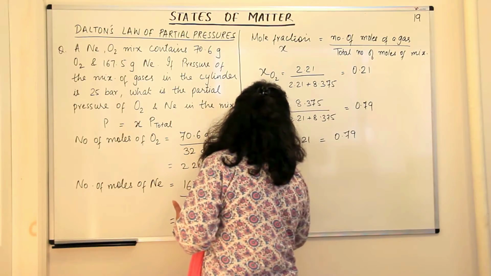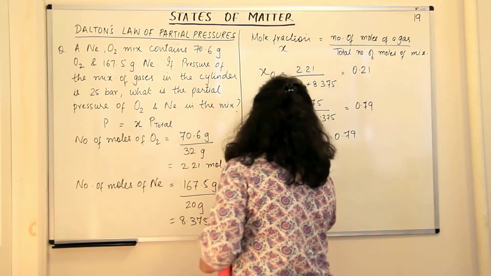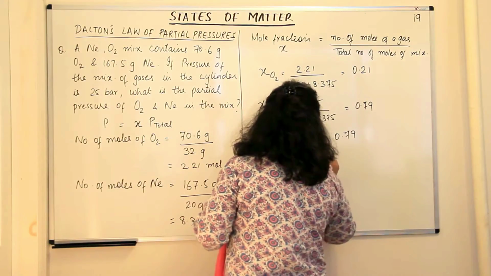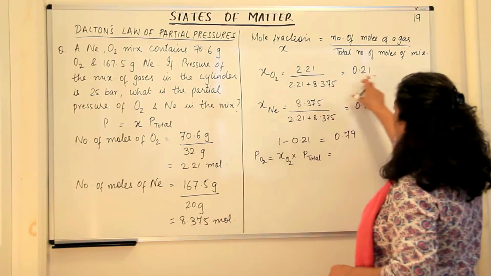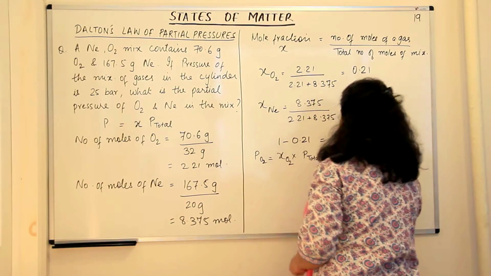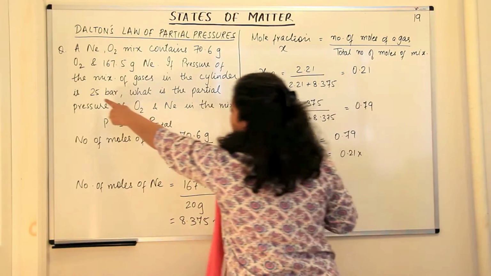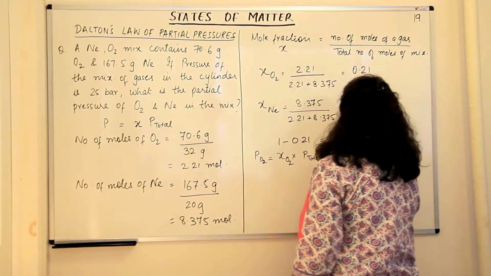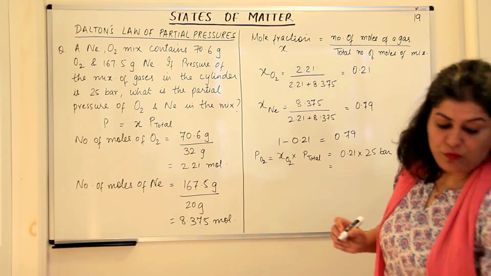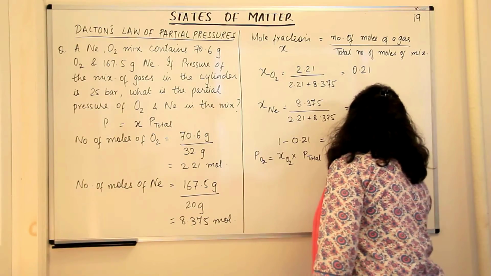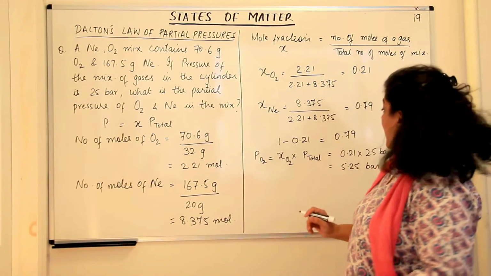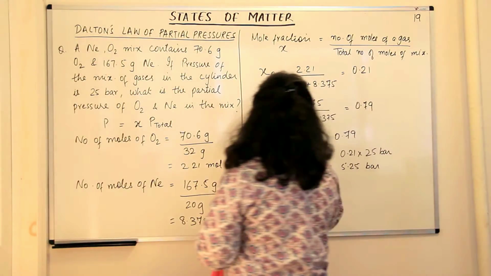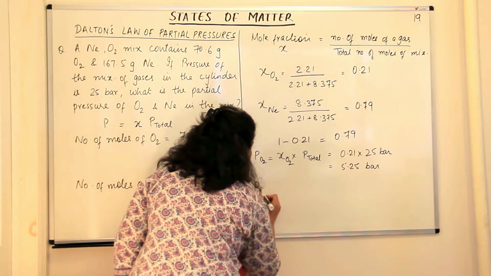Partial pressure of oxygen would be equal to the mole fraction of oxygen times P total, right? Now what is the mole fraction of oxygen that we have calculated? We've calculated 0.21, right? Times the total pressure given to us, which is 25 bar. So if you multiply 25 bar by this, the partial pressure of oxygen would be 5.25 bar. And what would the partial pressure of neon be now?